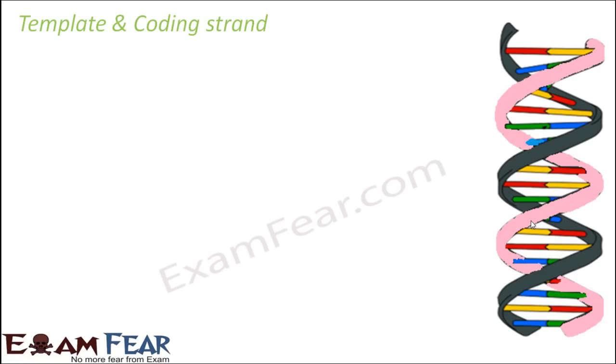So now, based on which strand acts as the template and which strand doesn't act as the template, the names given to the two strands of DNA are template strand and coding strand. So let us see what they are. We'll talk about both of them in detail one by one. The template strand is the one which acts as a template for synthesizing the new RNA strand, and the coding strand is the other one.